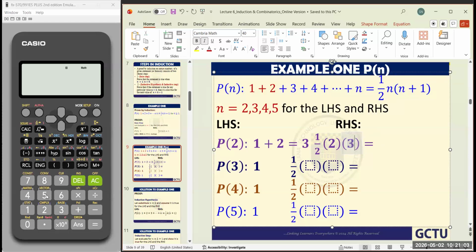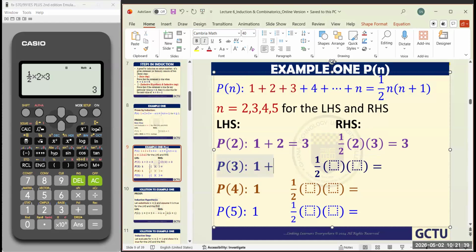And what should that give me? 1 over 2, then times 2 times 3. My answer should be equal to 3. So you see that the left-hand side is also equal to the right-hand side. What I had on the left is the same as what I had on the right. Let's try, let's say P of 3. So P of 3 means that we are adding the first 3 terms. So this time, I'm adding 1 plus 2 plus 3. And that should give me 3 plus 3, that should give me 6.